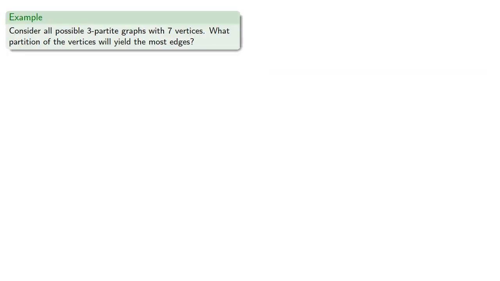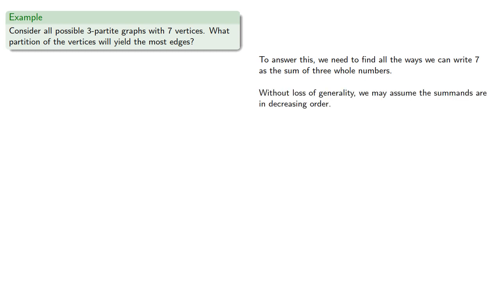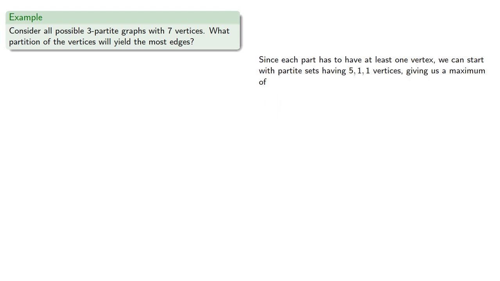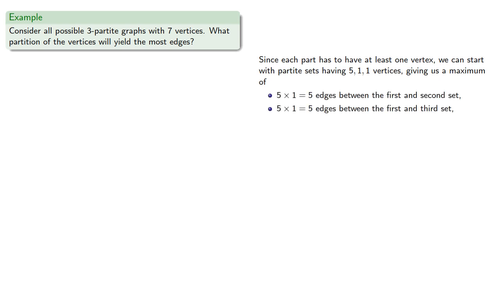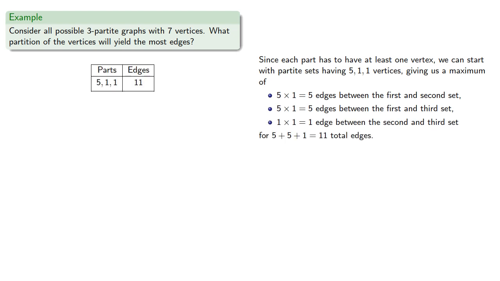So let's consider all 3-partite graphs with 7 vertices. What partition of the vertices will yield the most edges? To answer this, we'll need to find all the ways we can write 7 as the sum of 3 whole numbers. Without loss of generality, we may assume the summands are in decreasing order. Or can we? Yeah, I think we can. Since each part has to have at least one vertex, we can start with partite sets having 5, 1, and 1 vertices, giving a maximum of 5 edges between the first and second set, 5 edges between the first and third, and 1 edge between the second and third set, for a total of 11 edges.